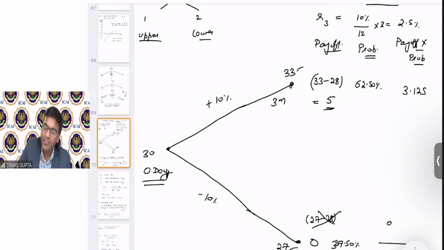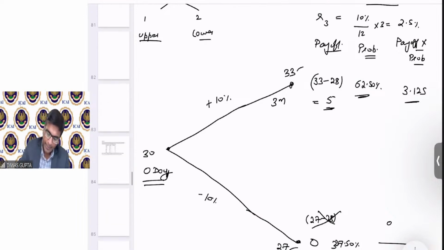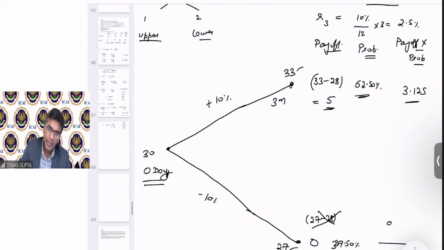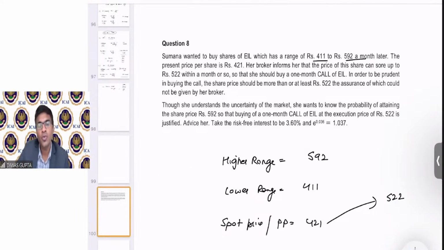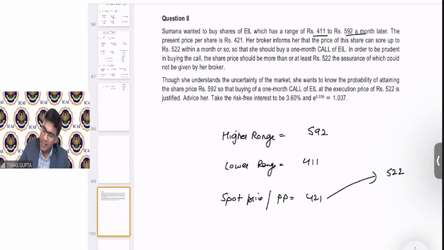Payoff was 5. 5 is the 3 months later value. 62.5 is the probability as on that date. So 3.125 is the probability adjusted payoff as on that date. Hence, we have not considered the present value in the first place. Okay. Perfect. So let's come back here.